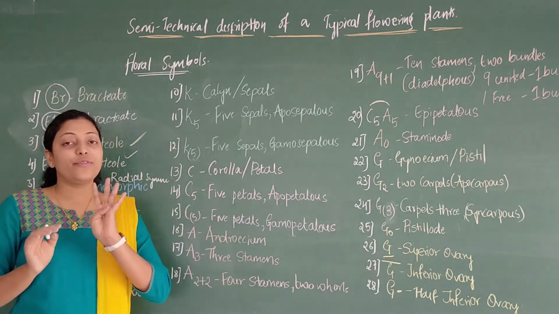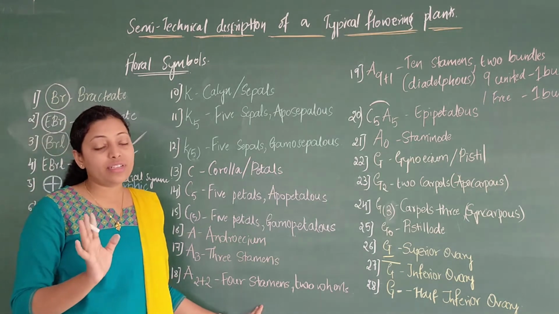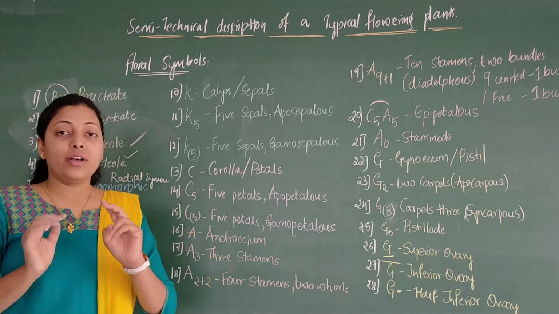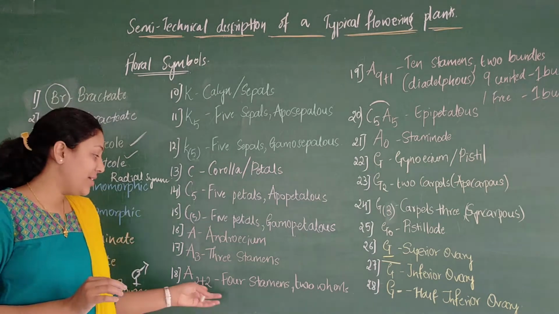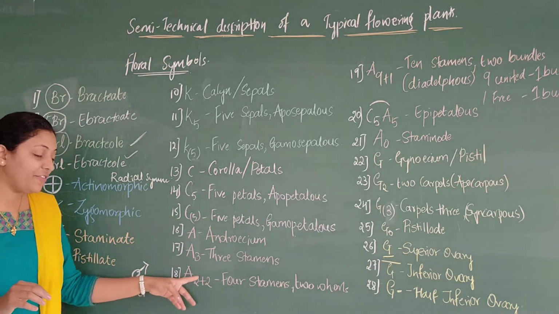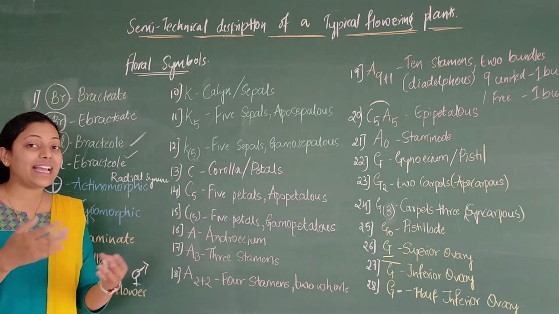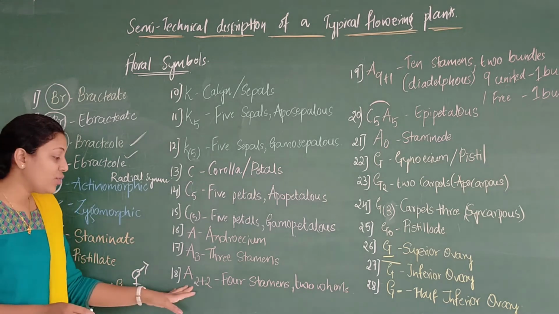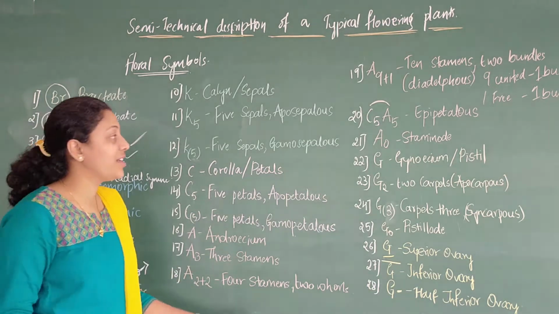2 plus 2 gives 4 stamens, which means that here there are 4 stamens but in 2 whorls. Stamens are attached to 2 different whorls, that is called 2 plus 2. These are different, that's why we can say 2 plus 2 is 4 stamens but those are attached to different whorls. 2 stamens are attached to one whorl and the other 2 stamens are attached to the other whorl.